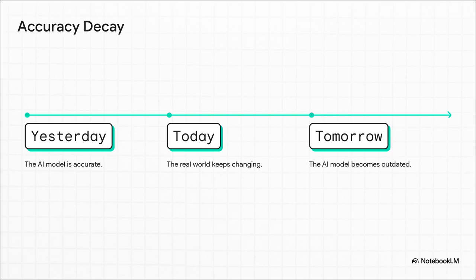To really wrap our heads around the impact of this, think about the actual lifespan of an AI's accuracy. Yesterday, when the model was freshly trained, its data was perfectly accurate, hitting the nail on the head. But today, the world changes. New discoveries are made, systems update, context completely shifts, which inevitably means that by tomorrow, the model is outdated. Under this point-in-time framework, truth literally expires. I mean, we've all seen this happen, right?